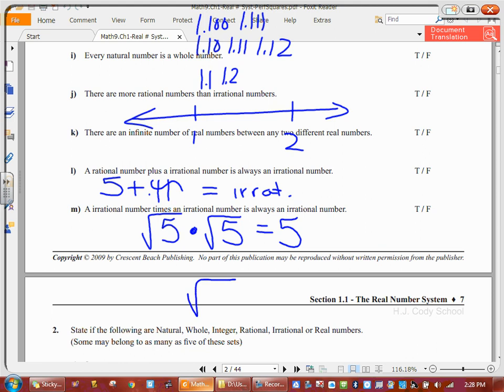So anytime you take an irrational times an irrational, you will always get a rational number, always. Not when you add them, but when you multiply them. Okay? All right. Let's look at the next page.